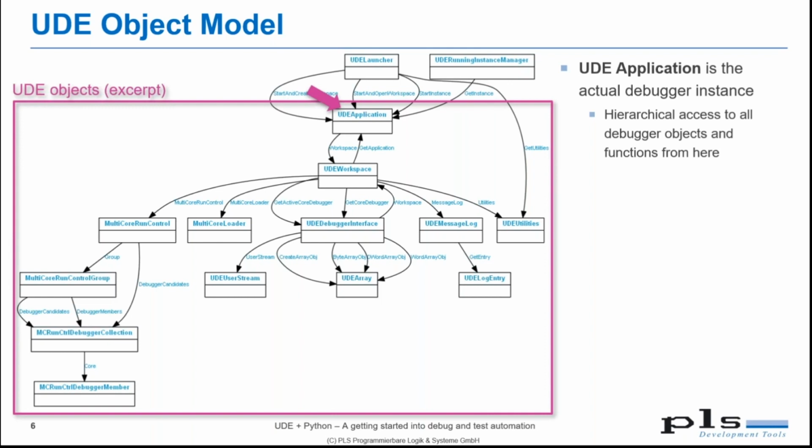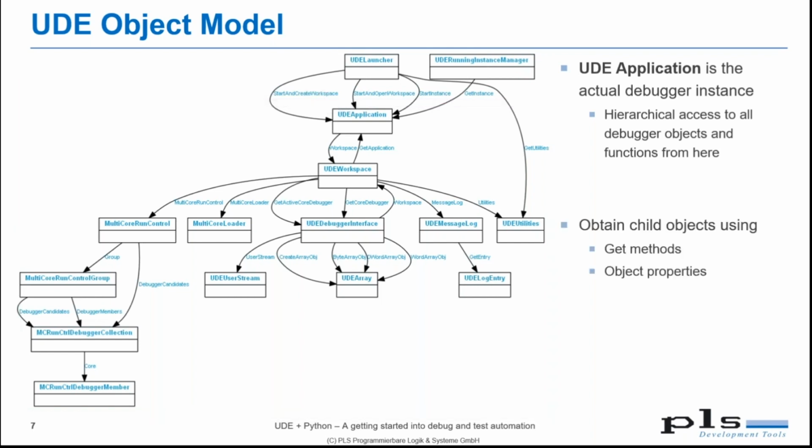And these are the first few objects in the object model that provide the debugger functions. There are a lot more, but it would not fit on this screen to show all of the possible functions of the UDE object model. All the objects provide get methods or object properties that can be used to obtain the next lower objects in the hierarchy.